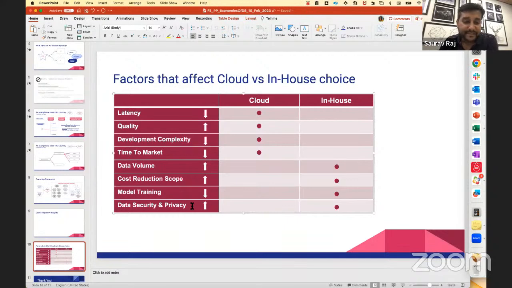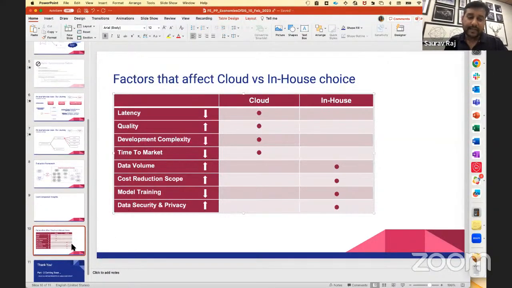But if these are your factors, then mostly if you stick with cloud for latency and quality, you're better off. But for in-house, if you want to develop, maybe you can save more on cost and on model training, and you'll have better security and privacy. You can ensure all of that. So that's what we had to share today.